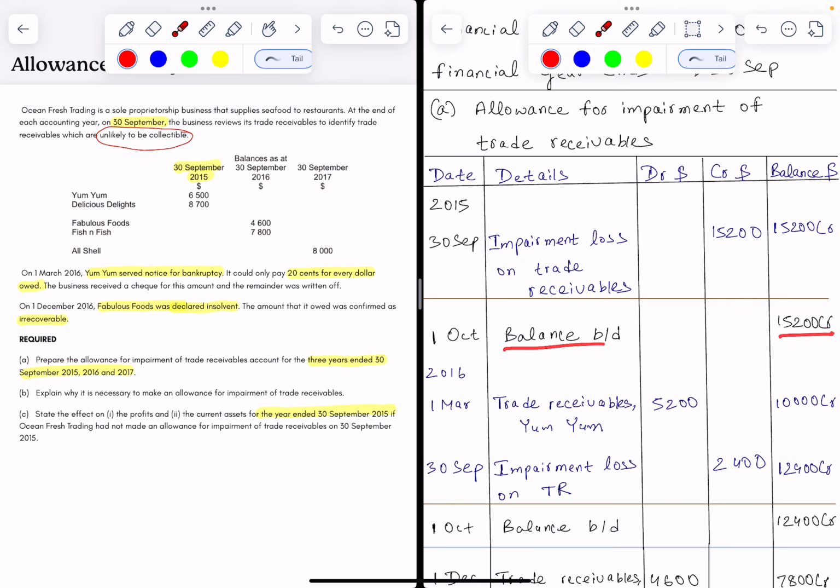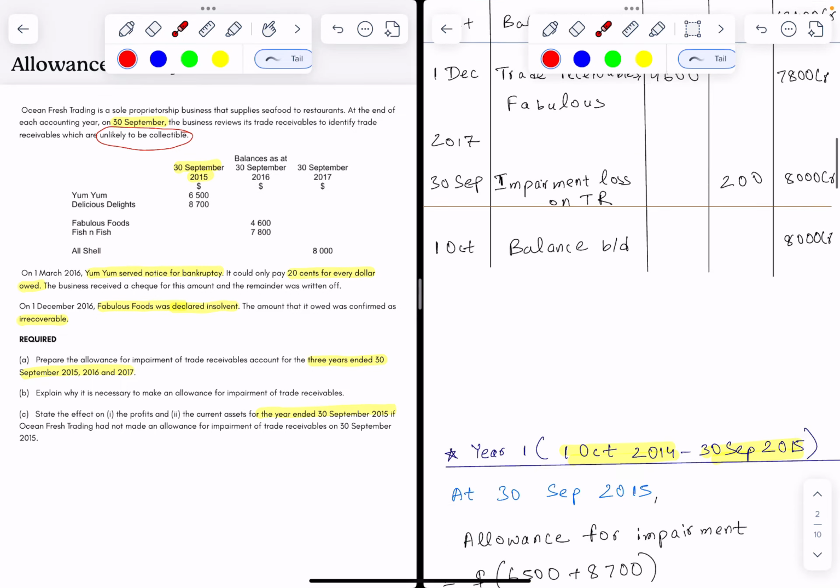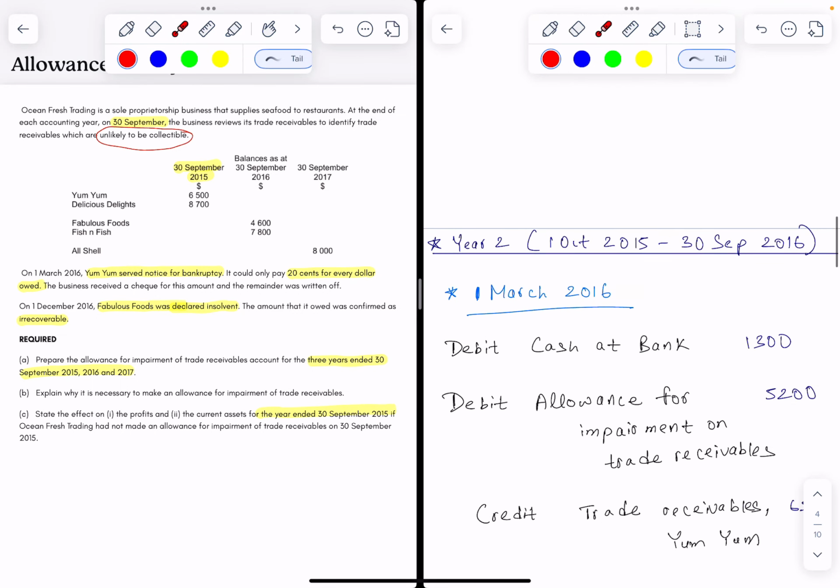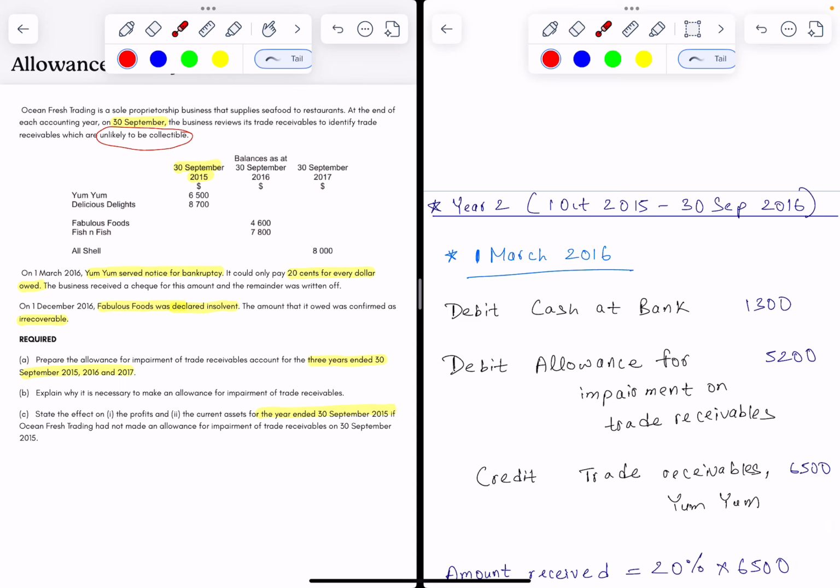Now, let's scroll back down and look into the workings for year 2. Year 2 starts on 1 October 2015 because year 1 just ended on 30 September 2015, right? So year 2 starts on 1 October 2015 and should end on 30 September 2016. In between these 12 months, we want to look at all events that happen in chronological order.